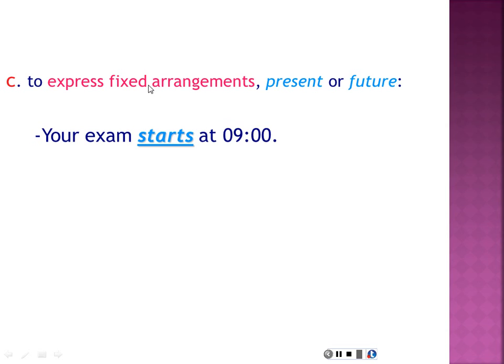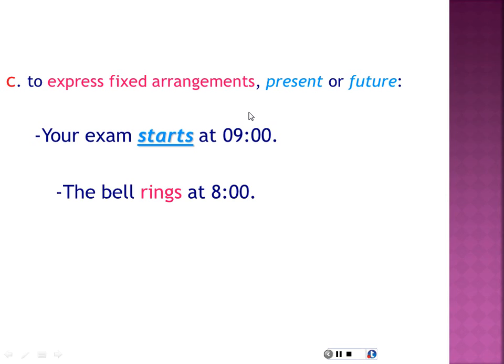So this is a fixed arrangement. هذا ترتيب ثابت. ترتيب لموعد ثابت. So it doesn't change. It will start at 9. So your exam starts. Maybe it is next week. ربما يكون الأسبوع القادم في المستقبل. But because it's a fixed arrangement, لأنه ترتيب أو موعد ثابت, we use the present simple.